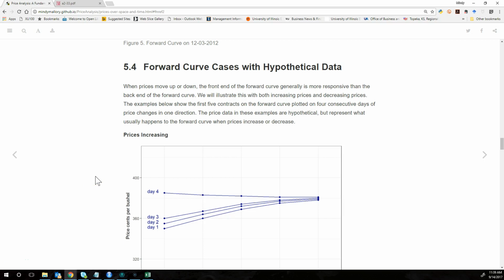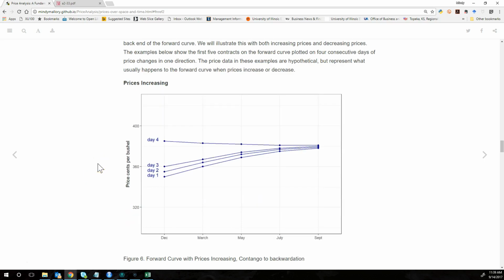All right, so those were some examples of real actual data. Next, I'm going to show you what the dynamics of these changes look like, and I'm going to show you that with some hypothetical data so I can show you the classic shapes. It doesn't always happen like this, but this is often what you'll see if you get several days in a row of price increases or decreases. This figure is an example of prices increasing.